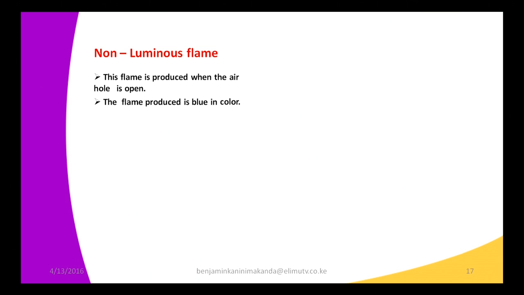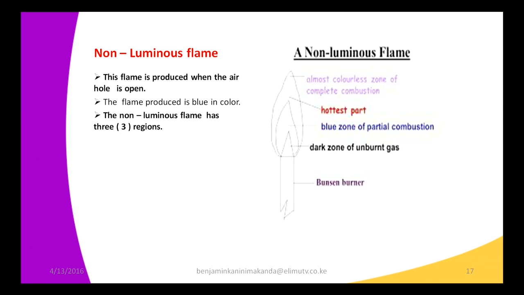And look at the color of the flame produced when a gas is burning. Maybe the gas that you use for cooking at home, the flame is blue. So that one is a non-luminous flame, because switching on the tap opens the air hole to supply air. The non-luminous flame has 3 regions, unlike the luminous flame which has 4 regions.